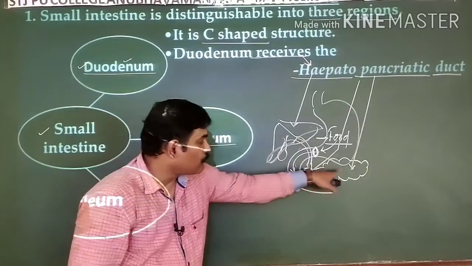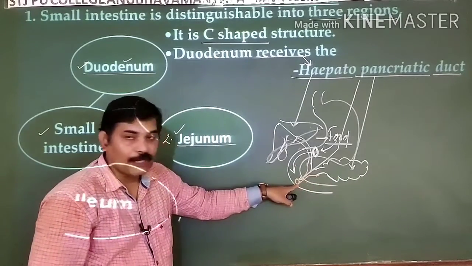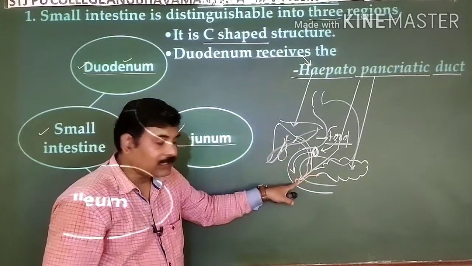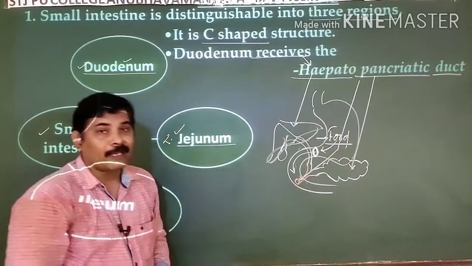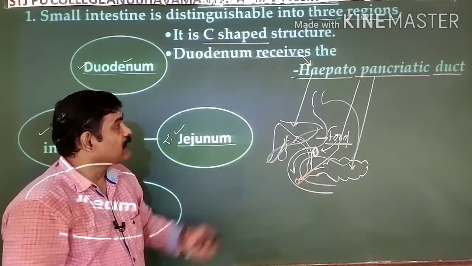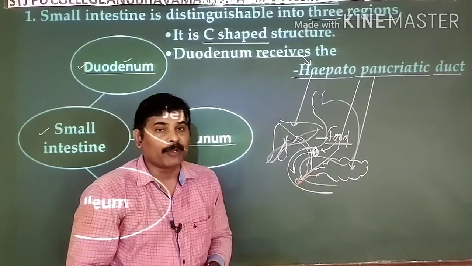Through this duct, the pancreatic juice is released into the duodenum, and through the same duct, the bile that is secreted by your liver is also released into your duodenum, right? So that is the important part related to your duodenum.